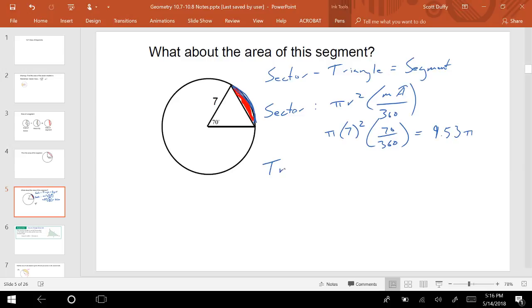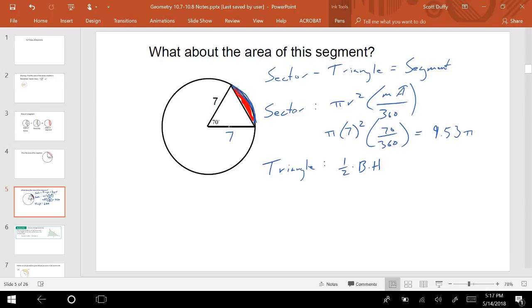Then the triangle. It's going to be 1/2 times base times height. Now, base and height have to be perpendicular. Do you see any segments that are perpendicular? No. If I draw it in, I could draw in a height, but it would be hard to find the height. And we know that the base, I guess, would be 7 also. But we can't find the height unless we use a bunch of trigonometry.